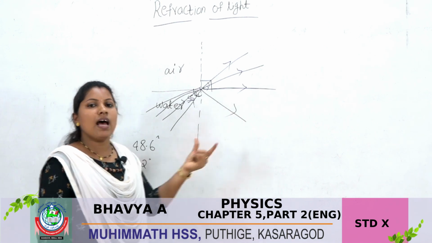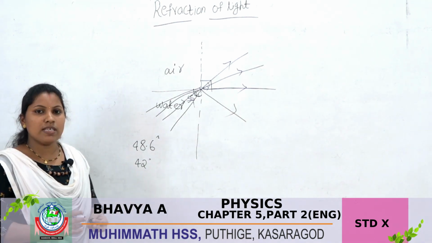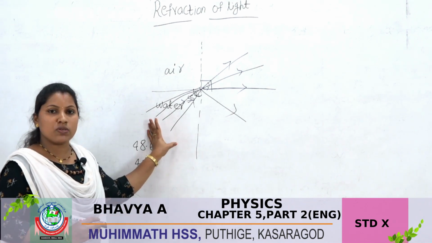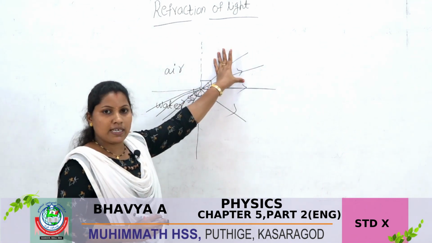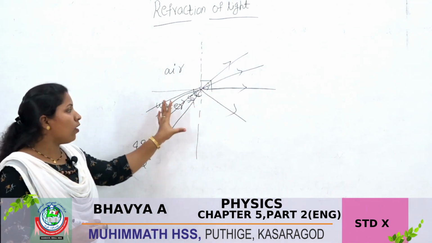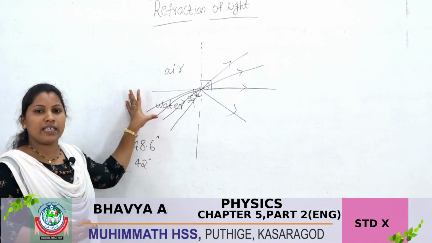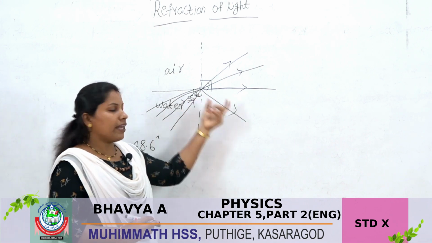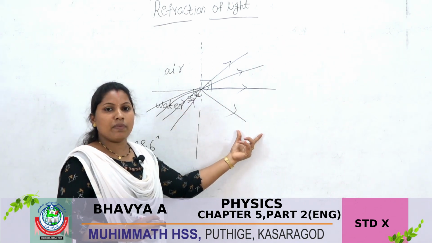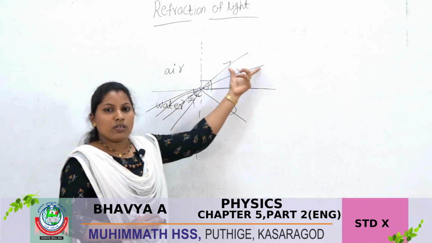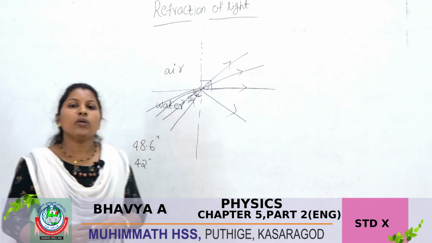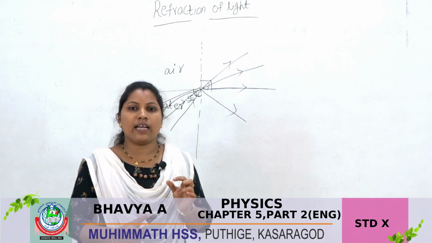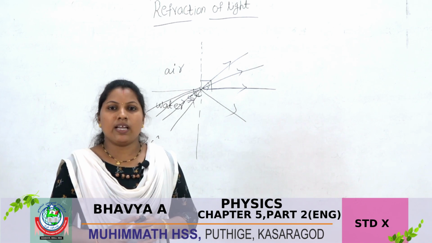So we can tell total internal reflection means when a ray of light falls from higher optical density to lower optical density, the angle of incidence is greater than the critical angle. The ray is reflected in the same medium and does not undergo refraction. So that is called total internal reflection. You understood what is critical angle and what is total internal reflection.